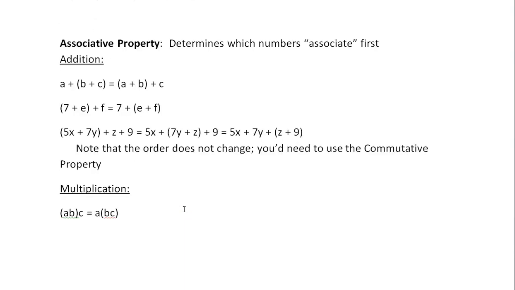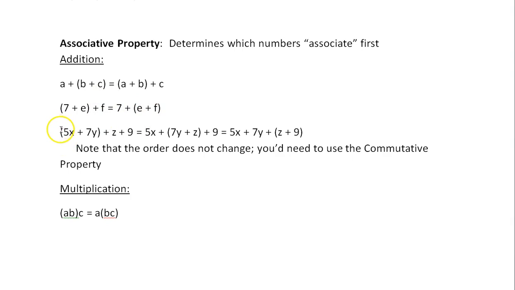So next up is the associative property. It determines which numbers we associate first. And again, this is an addition case. There's also a multiplication case. So A plus the quantity of B plus C is going to equal the quantity of A plus B, plus C. Sometimes it makes more sense to do that addition one way over the other way because it makes it easier to think about or is simpler to solve. Again, I have 7 and E. Those two are added together as a quantity, and then we add F. Or we could have E and F as the quantity, then add our 7.